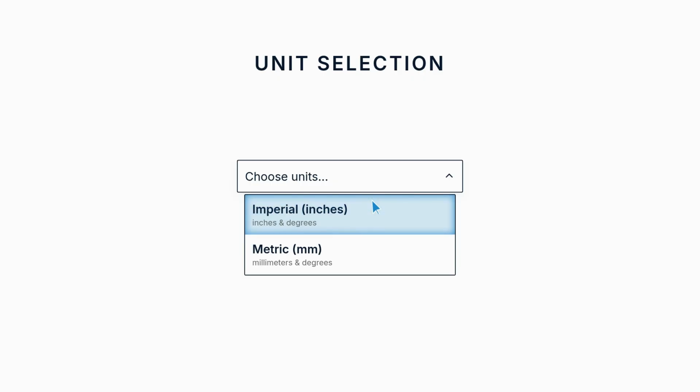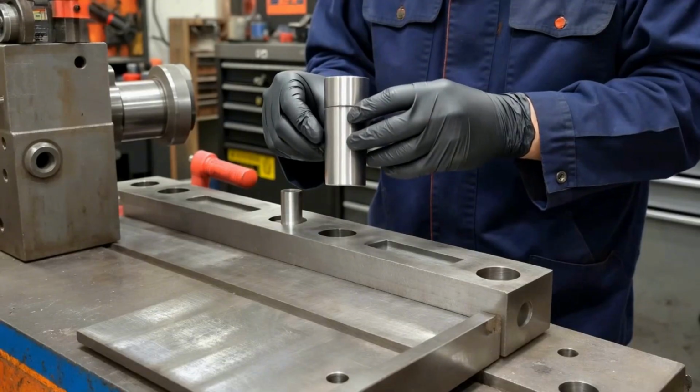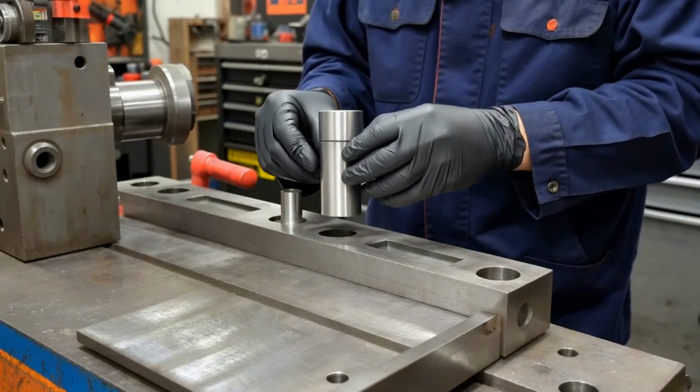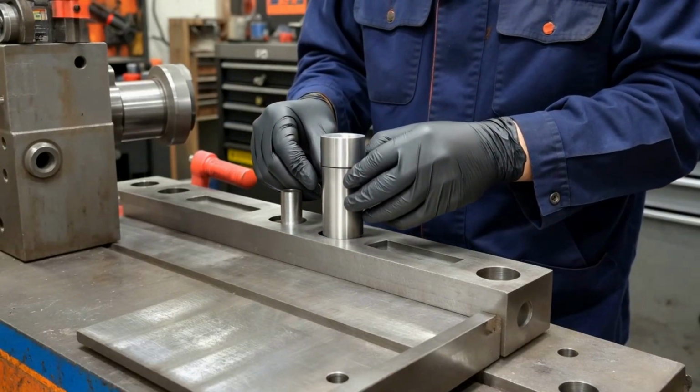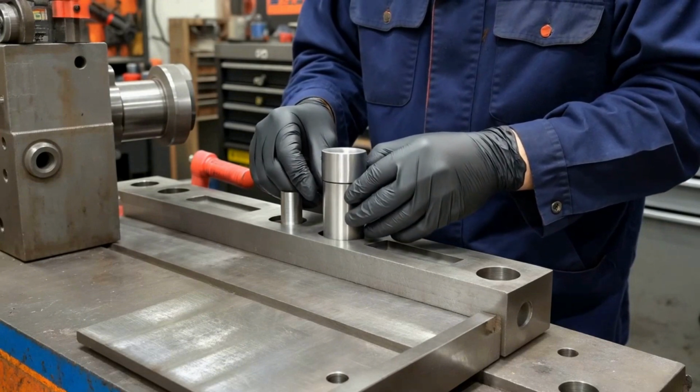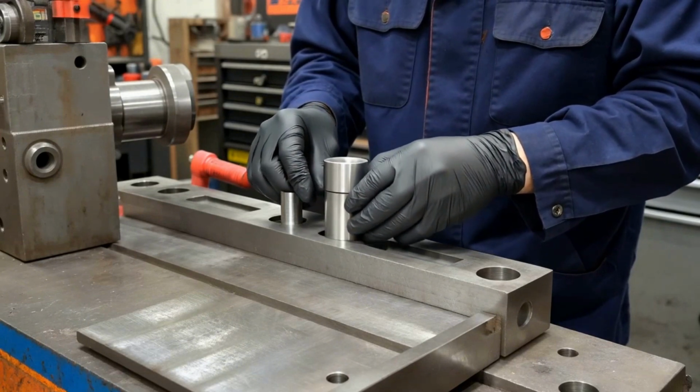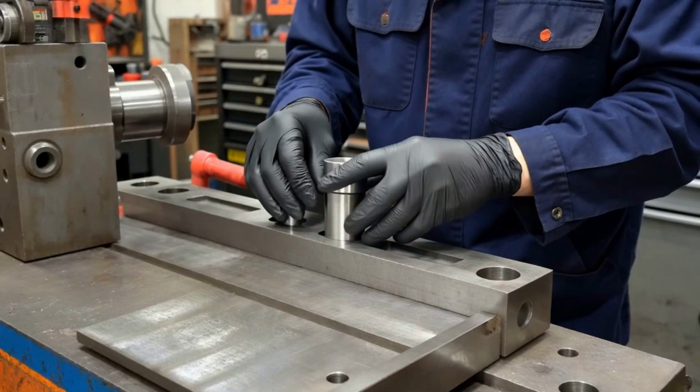For this demonstration, I'm using Imperial. Next, enter the dovetail angle in degrees. This is the included angle of your dovetail feature. Then input the width in inches, which is the measurement across the dovetail at the specified location. Finally, enter the pin diameter in inches, which is the diameter of the measurement pins you'll be using.